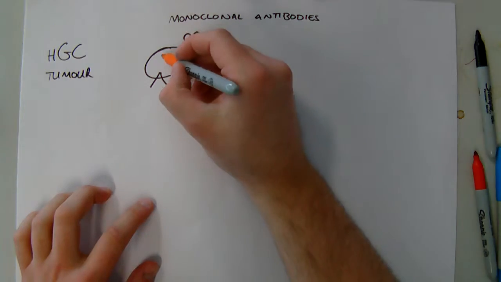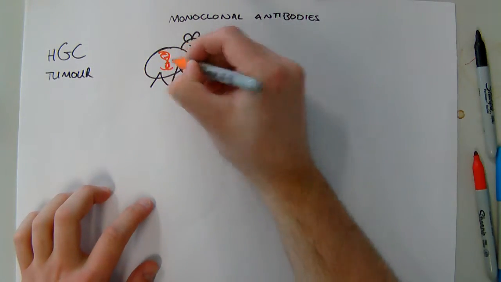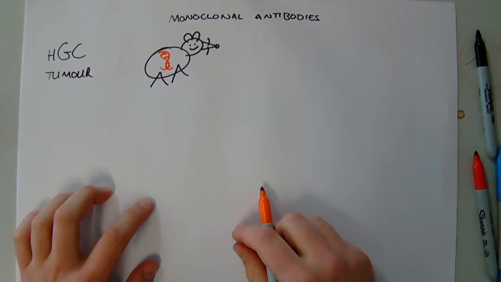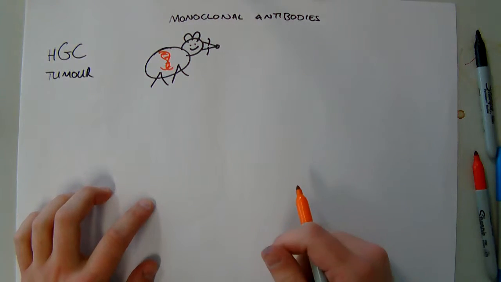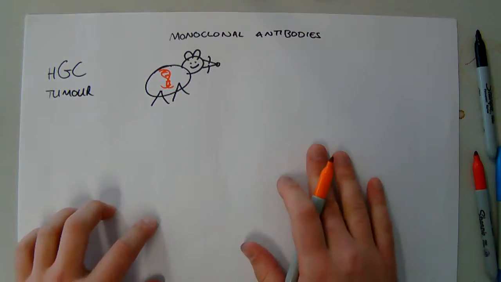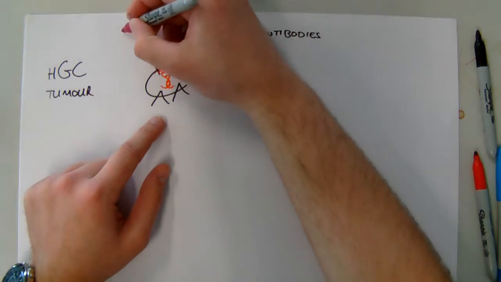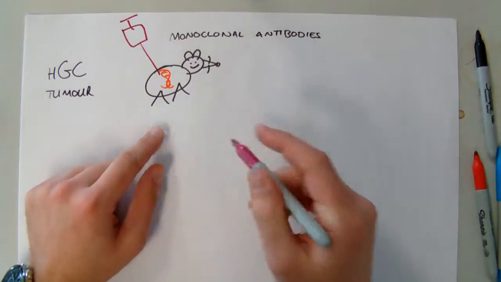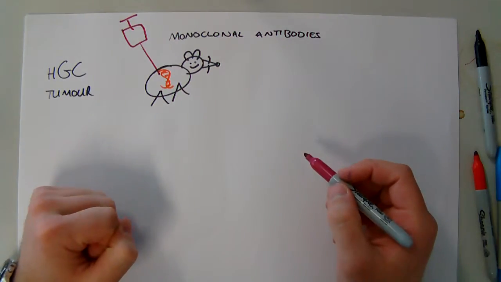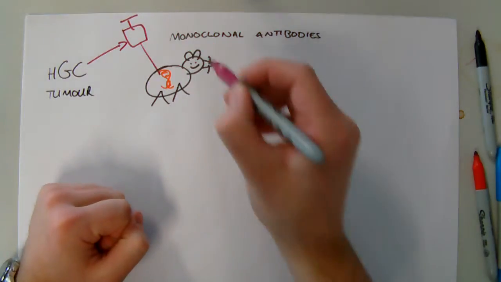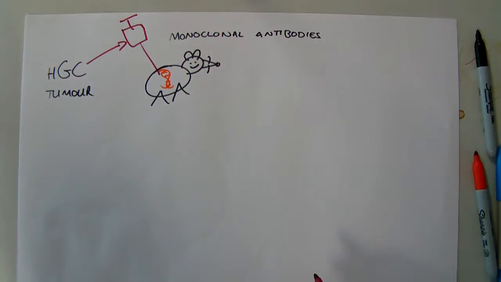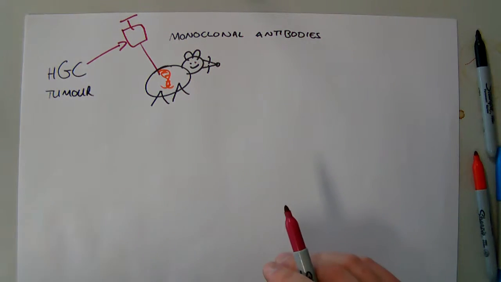What we do is we genetically engineer the mouse so that it produces human antibodies, because we can't use mice antibodies because we're not mice. So we've genetically engineered Mr. Mouse to make human antibodies, and now we're going to inject him with whatever antigen we want to make antibodies for. So let's just say we're going to inject him with the HCG hormone, and he's going to have an immune response against that.